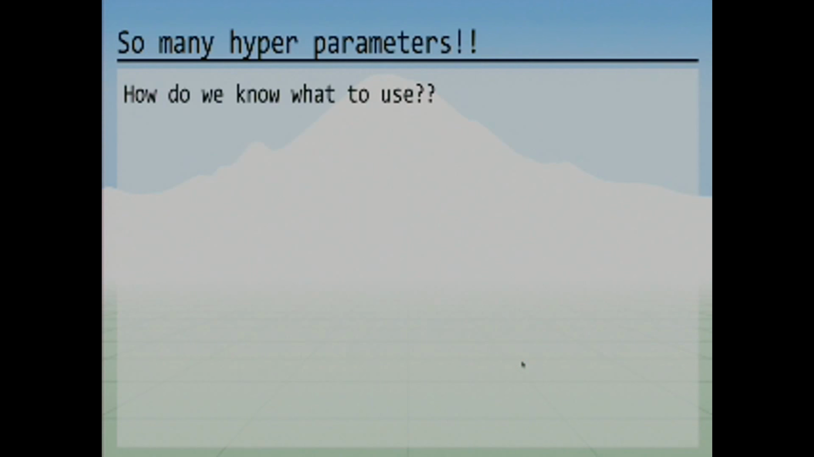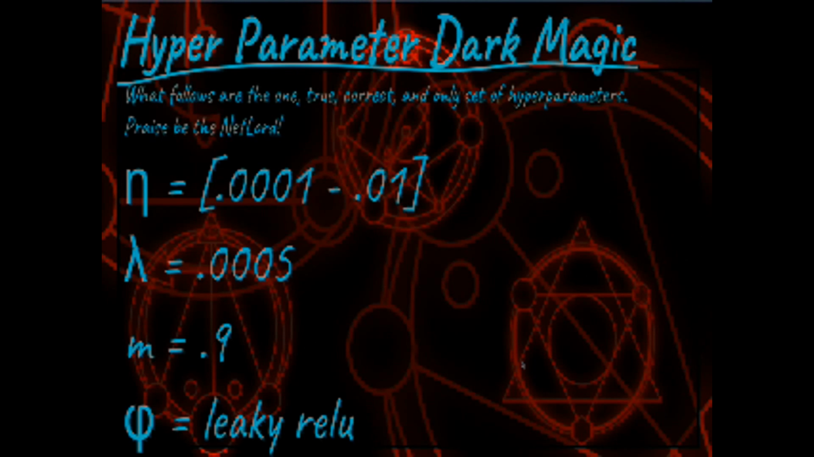So that's cool. We have a ton of hyperparameters now. It's really hard to know which ones to use. That's where you rely on some hyperparameter dark magic. So these are the one true correct values to use for all of these hyperparameters. They've been given to us from on high, and we can just plug them in.